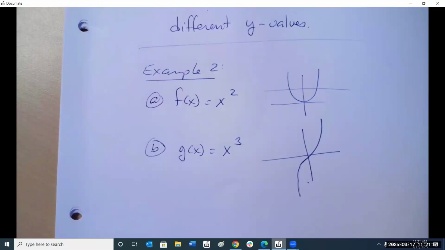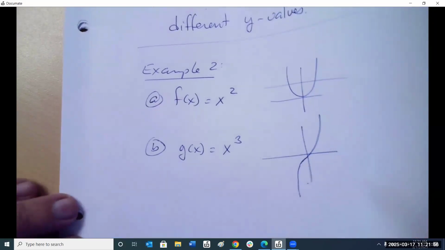What are the other examples? I thought I had a whole bunch more than this. Oh well.